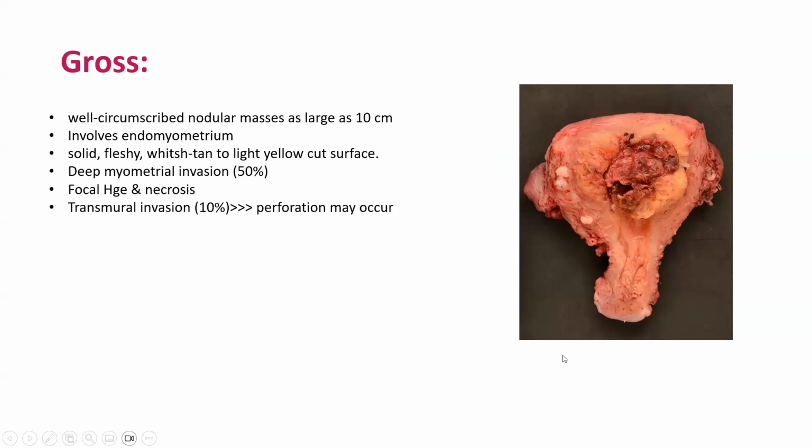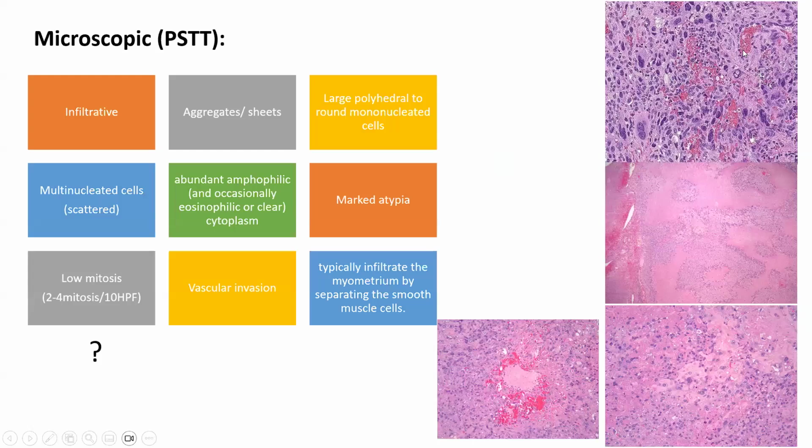Grossly, we have a well-circumscribed nodular mass involving the endomyometrium with probably deep myometrial invasion, hemorrhage, and necrosis. Perforation may occur. This is what we have seen in the first slide. We have infiltrative aggregates in sheets of large polyhedral to round mononucleated cells. Multinucleated cells may be seen, but the atypia is marked, and I bet the pathologist can spot it here easily versus the other one. We can see necrosis and myometrial infiltration.